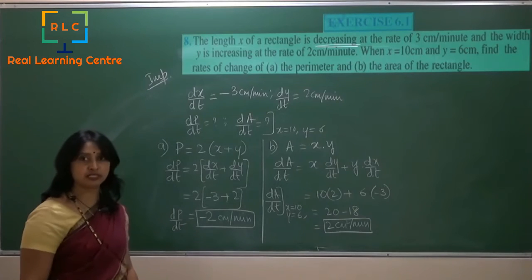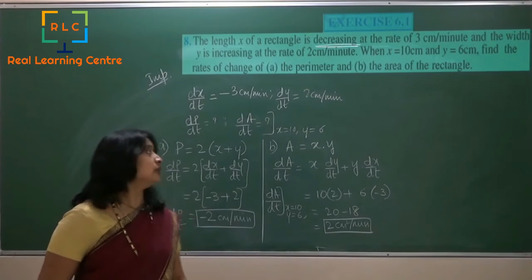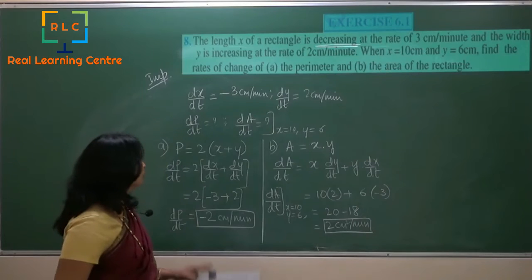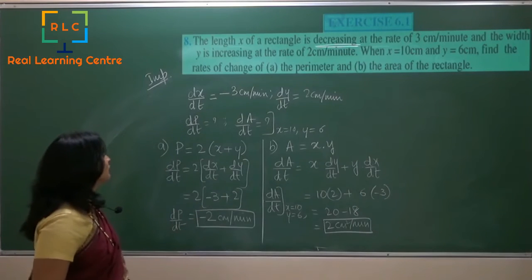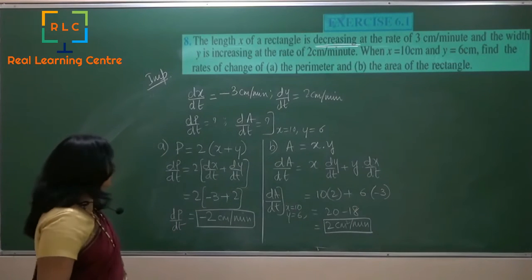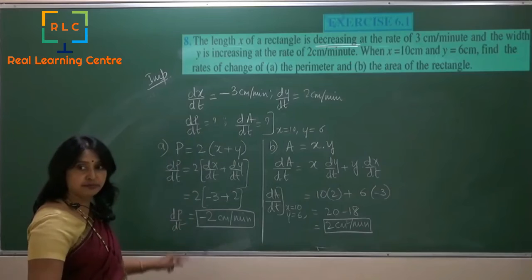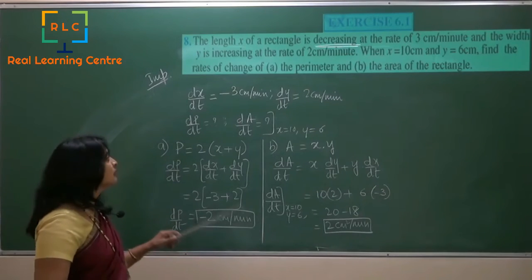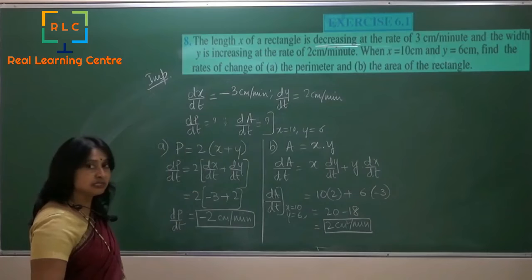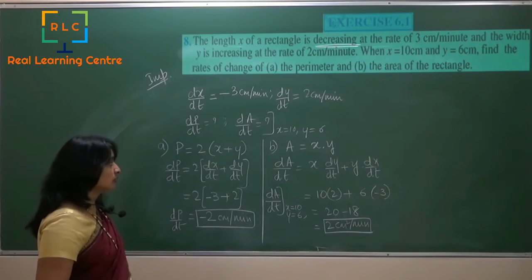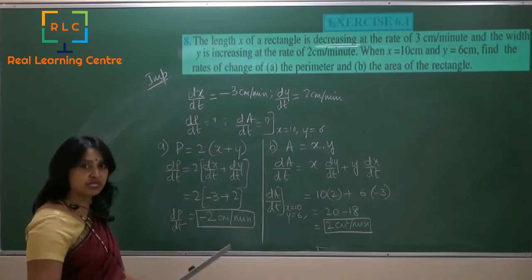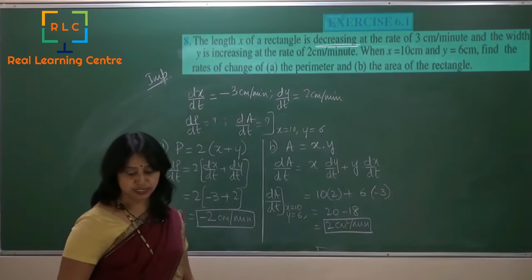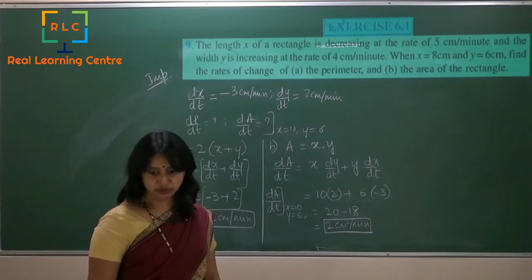This is about the rectangle problem. There are two rectangle problems in your textbook. Soon after this, you have one more of the rectangle with the same given data. Okay, they have given dx by dt which is decreasing. They have given dy by dt which is increasing. Length is decreasing, width is increasing. So just a replica of this problem except the difference in the numericals. So I will leave that as your homework.